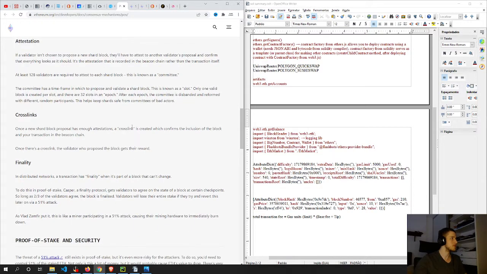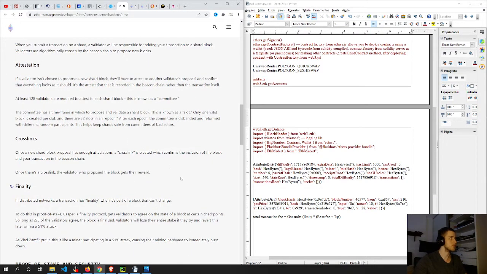If a validator isn't chosen to propose a new shard block, they will have to attest to another validator's proposal and confirm that everything looks as it should. It's the attestation that is recorded in the beacon chain rather than the transaction itself. At least 128 validators are required to attest to each shard block. This is known as a committee. The committee has a time frame in which to propose and validate a shard block. This is known as a slot.